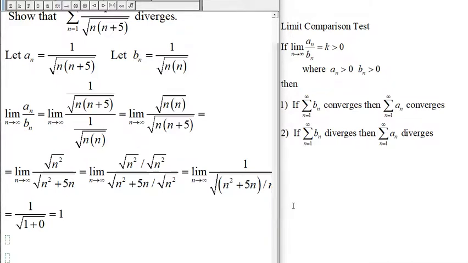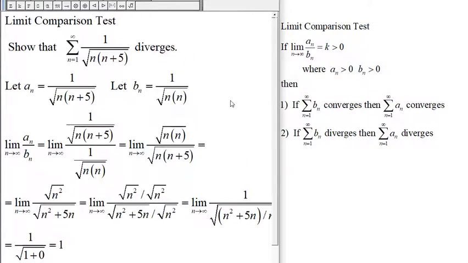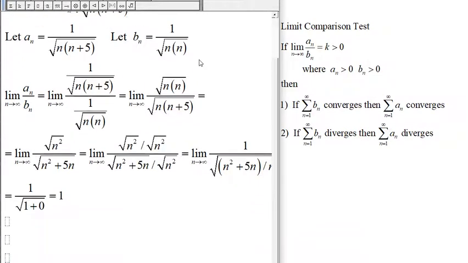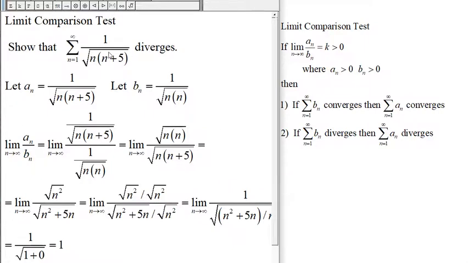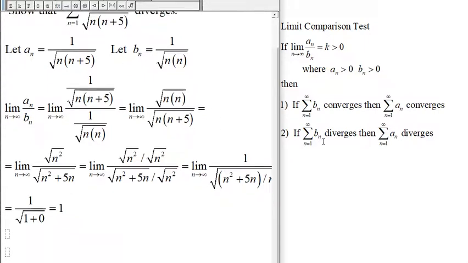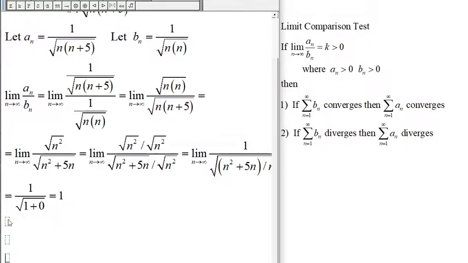And so we have shown the first part right here, we've shown that the limit of a sub n divided by b sub n is equal to a real finite number, positive. And so our objective is to show that the given series here diverges. And so we have to show one more thing before we can claim that this series diverges. We also have to show that the series b sub n diverges.